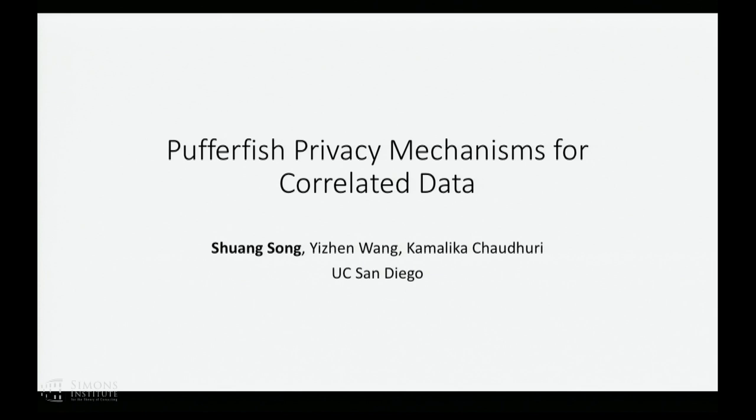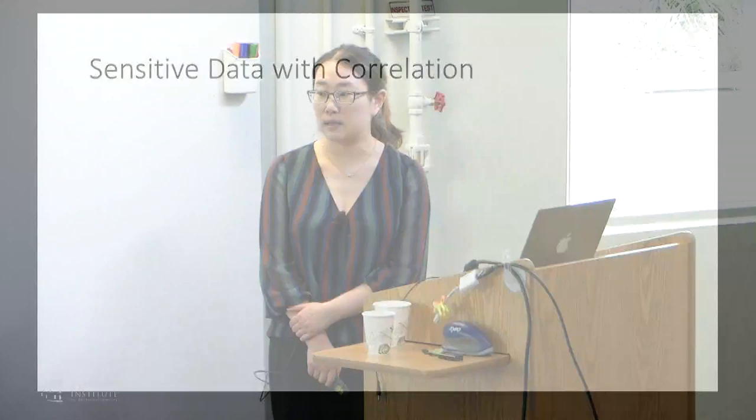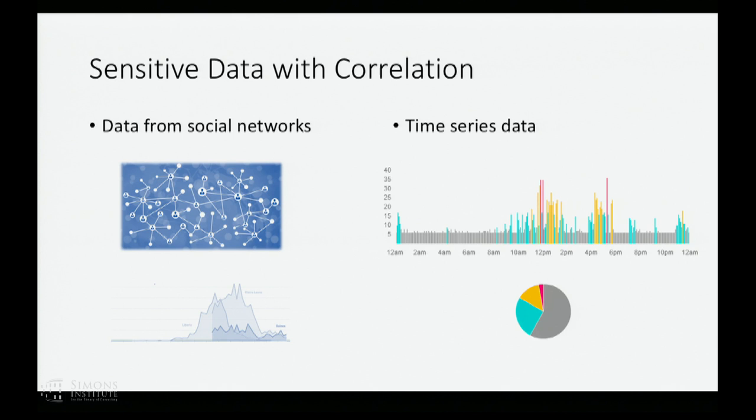So in many machine learning tasks, we deal with sensitive data that is also correlated. For example, we may want to learn from social network data the spreading pattern of flu. Or we want to learn from a person's activity tracking data the amount of exercise this person conducted during a week. So in this case, the correlation among the data can make privacy protection harder.